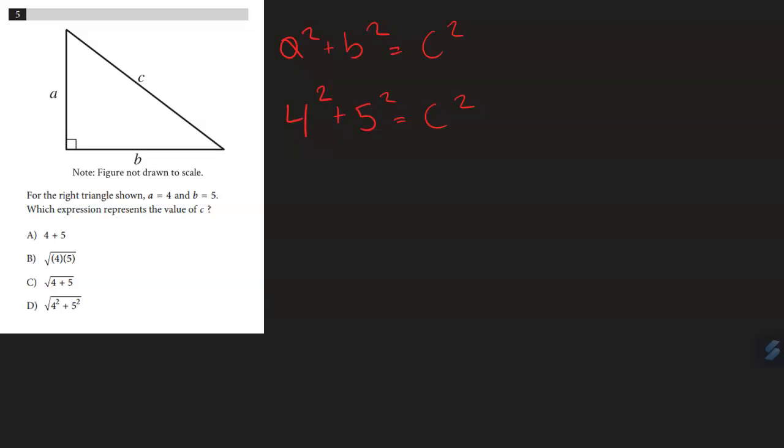And so the only thing we can do to get rid of this exponent right here would be to square root this side and square root this to get rid of that. And you end up with the square root of 4 squared plus 5 squared equals C. And then that is answer choice D.